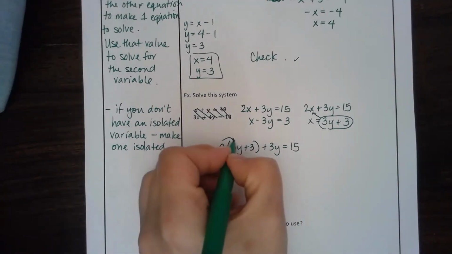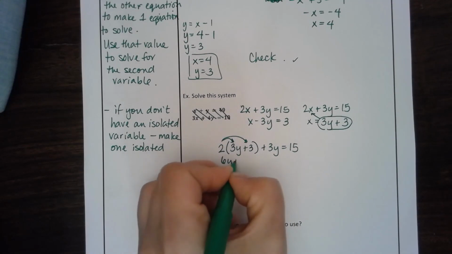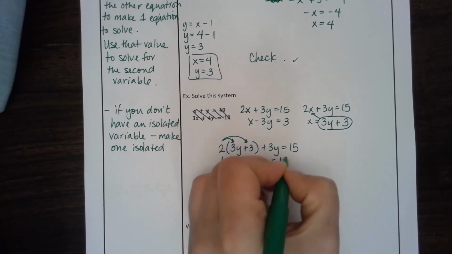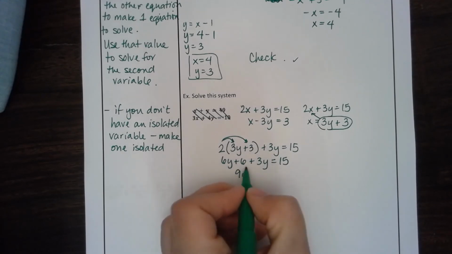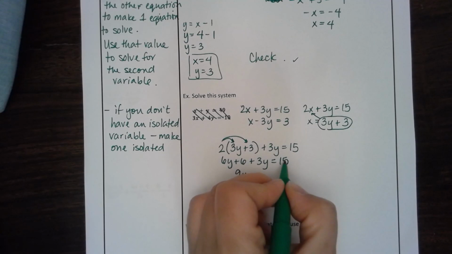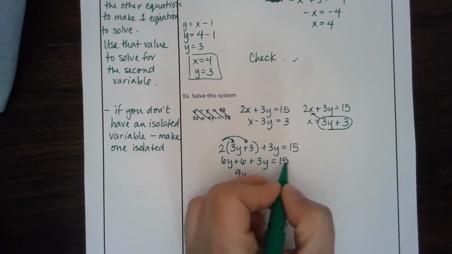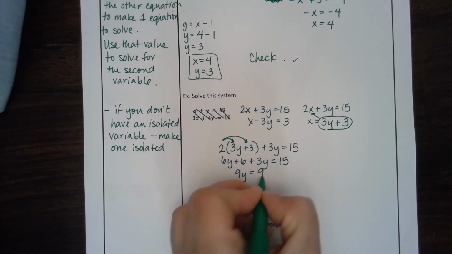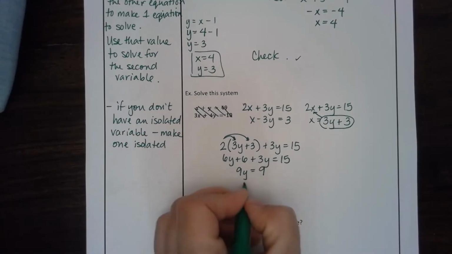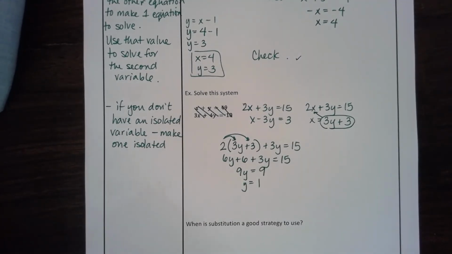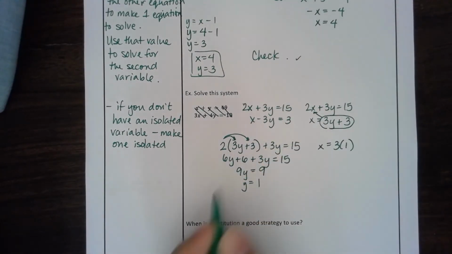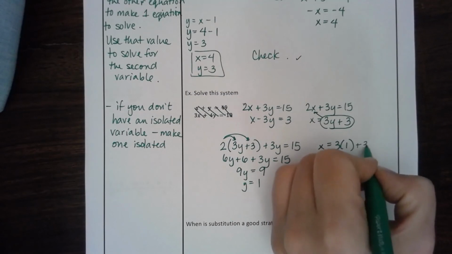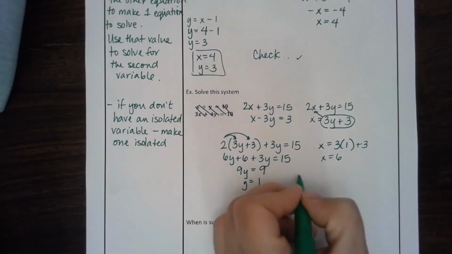And when we do distributive property, we get 6y plus 6 plus 3y equals 15. Collect our like terms. 6y and 3y is 9y. And then I'm going to move that 6 over. I'm going to subtract 6 from both sides of the equation. So I'm left with 9y equals 9. Well, if 9y equals 9, then 1y equals 1. Okay, and x is 3 times the value of y plus 3. So x equals 6. And that's it.